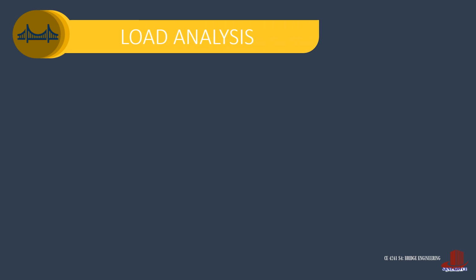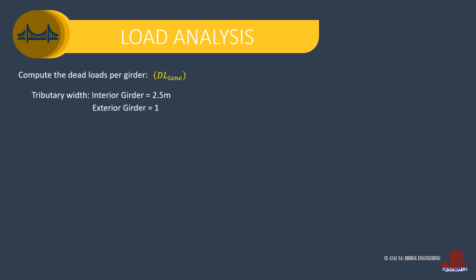Having to know the size of the bridge, we can analyze the loads. We are to take the interior girder as it is where we can look for the maximum loading. The tributary width for interior girders is 2.5 meters, and it would also be good to know that exterior girders have an effective width of half, or 1.25 meters.